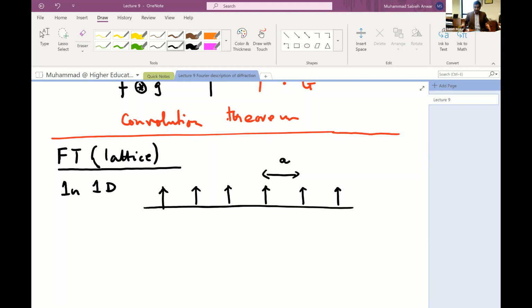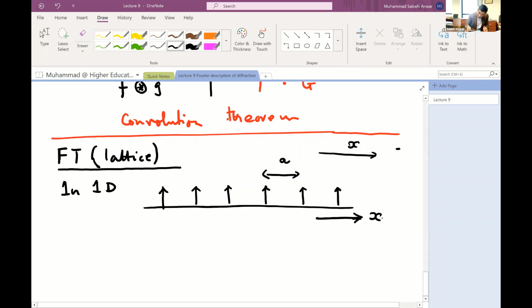I'm sure you've seen Dirac delta functions in mathematical methods. So if my real space variable is x, then if I were to write a mathematical form for this train of Dirac delta functions, what should I write? So how do I represent Dirac delta functions?